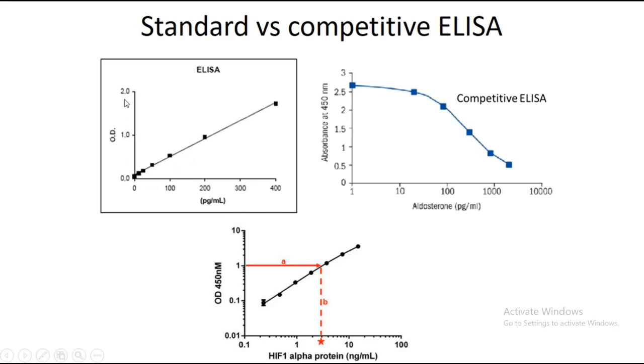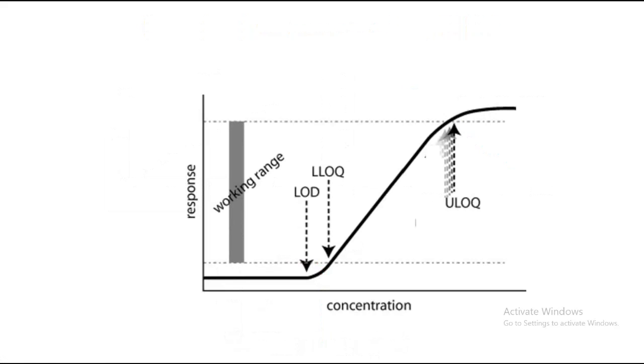The color change gives off some degree of optical density, and then you're able to relate the color change with the actual concentration. And of course, it's the opposite for the competitive ELISA. Sorry, it's the same, but it's inverse. So the higher the absorbance, the lower the concentration of the product.